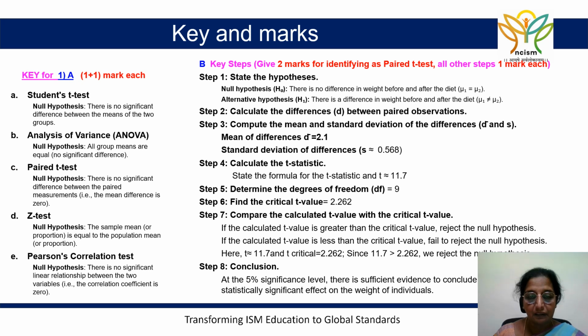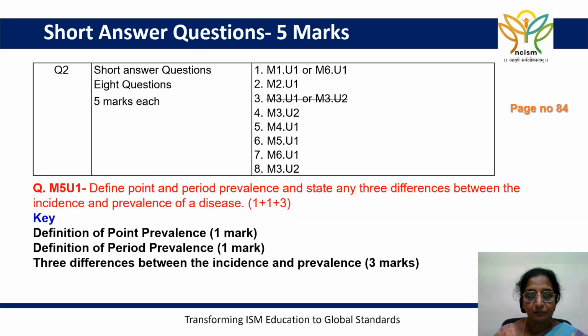Step 8, conclusion. It should be concluded at 5% significance level. There is sufficient evidence to conclude there is statistically significant effect on the weight of individuals. This is how the marks are assigned.